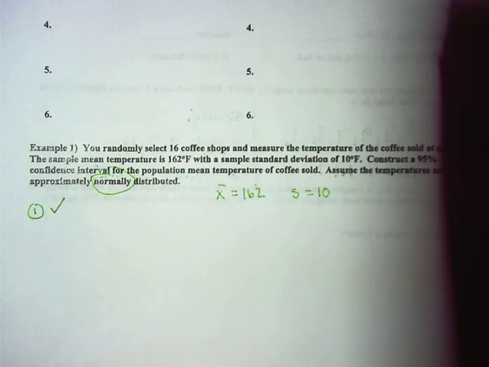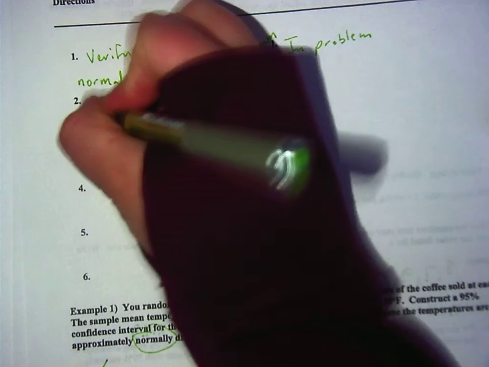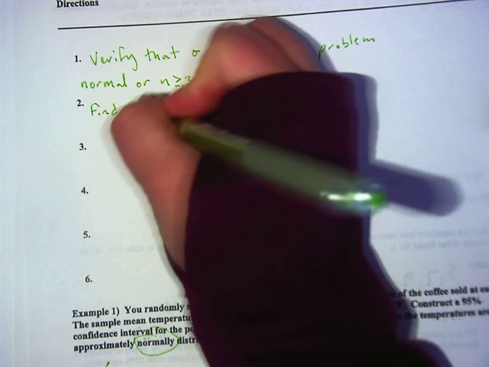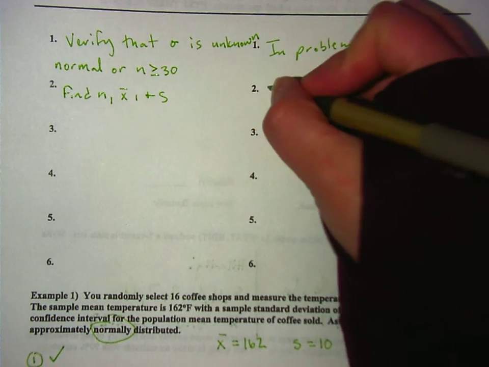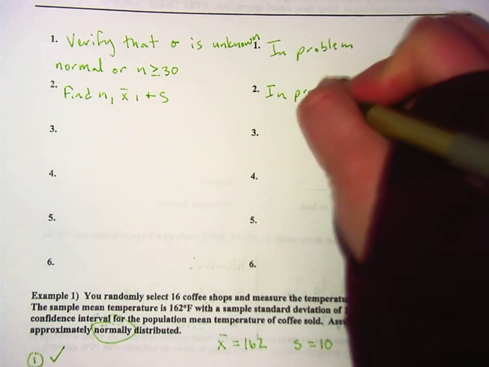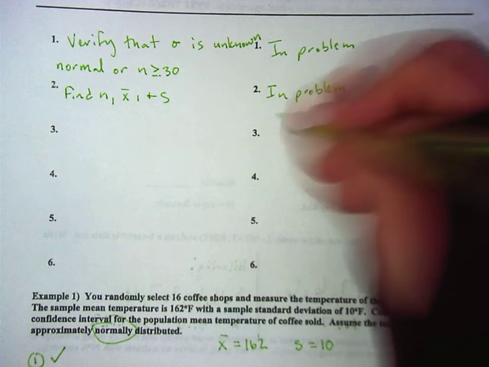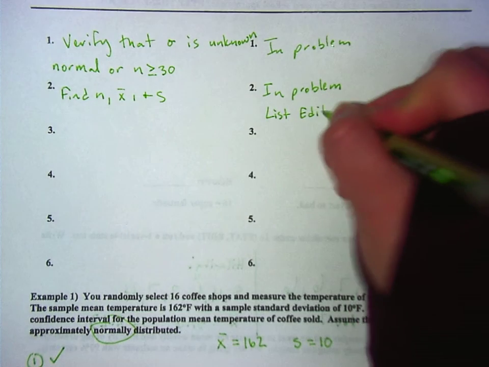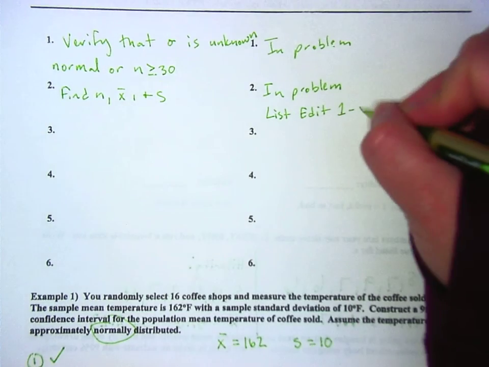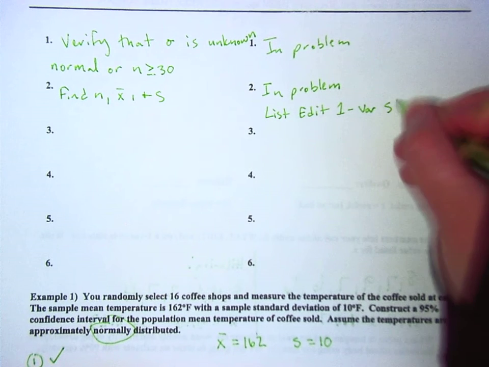Number 2, you need to find N, X bar, and S. These are also in the problem. Or you might have to do the list, edit, one variable stats, like you had to do today.